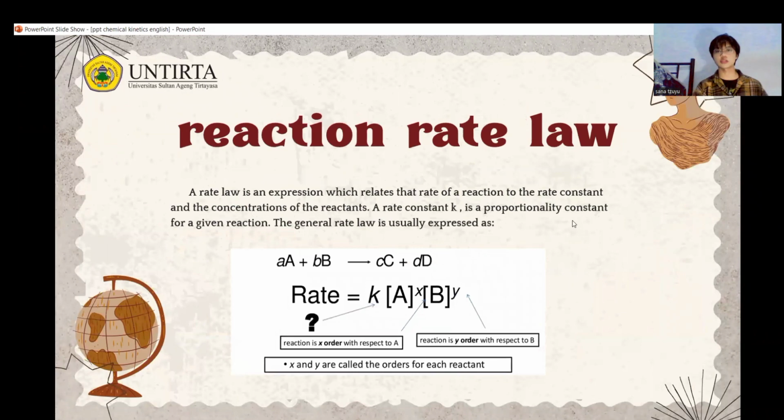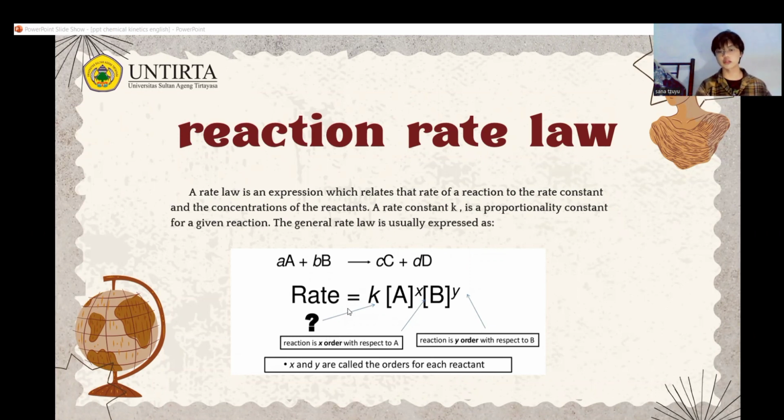Reaction rate law. A rate law is an expression which relates the rate of reaction to the rate constant and the concentration of the reactants. A rate constant K is a proportionality constant for a given reaction. The general rate law is usually expressed as A plus B to C plus D. According to the law of the reaction rate, the reaction rate equation is the rate of reaction equal to the constant multiplied by the concentration of reactant raised to the order of the reaction.